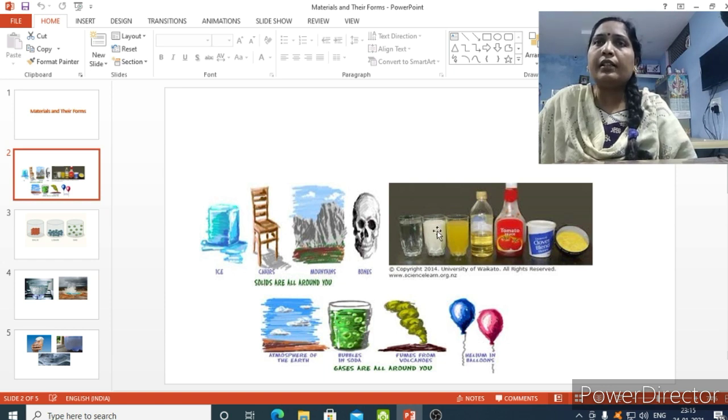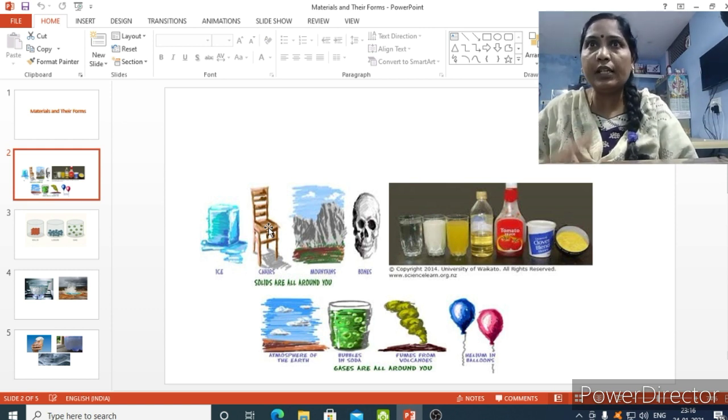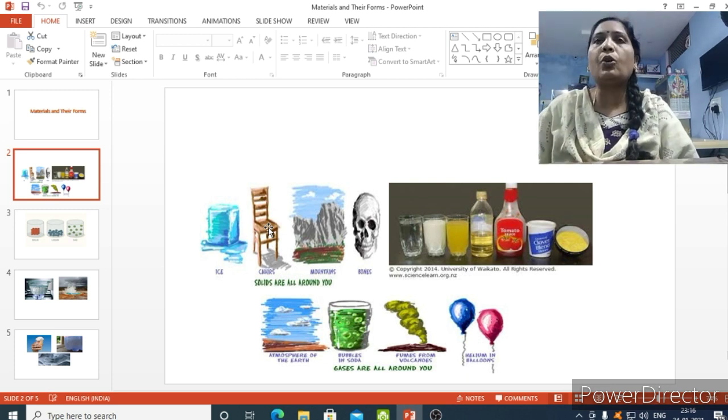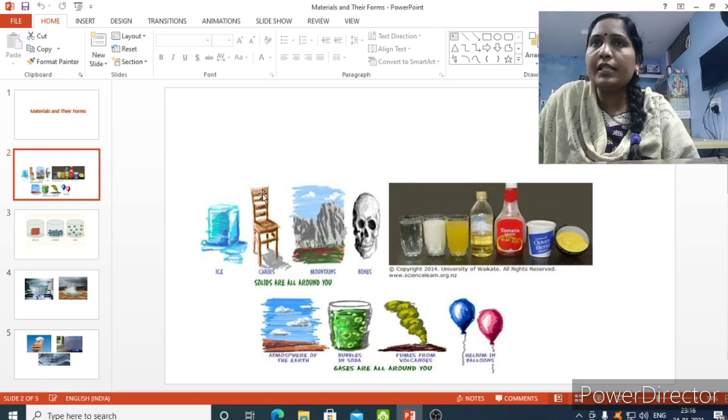The first group is solids. That means the materials which have a fixed shape. They occupy some space and have a fixed shape. They have a definite volume. That means they are taking a particular space. The space they are occupying is called volume.